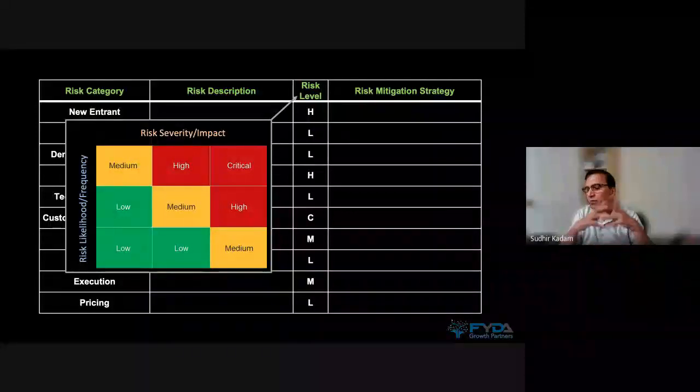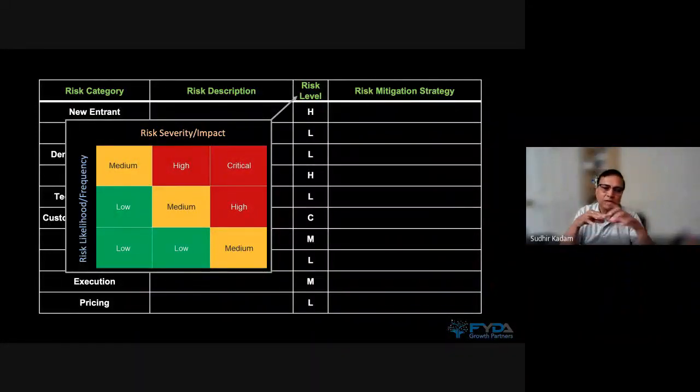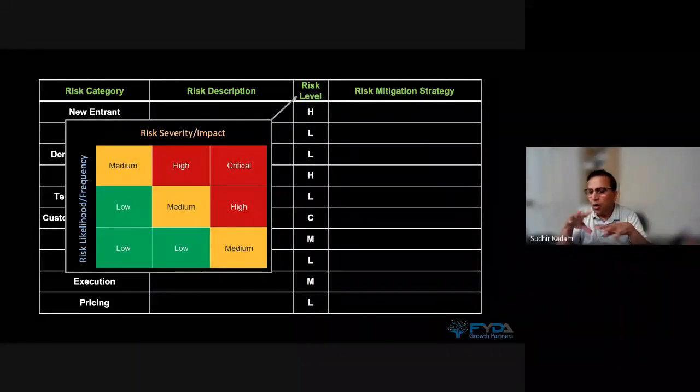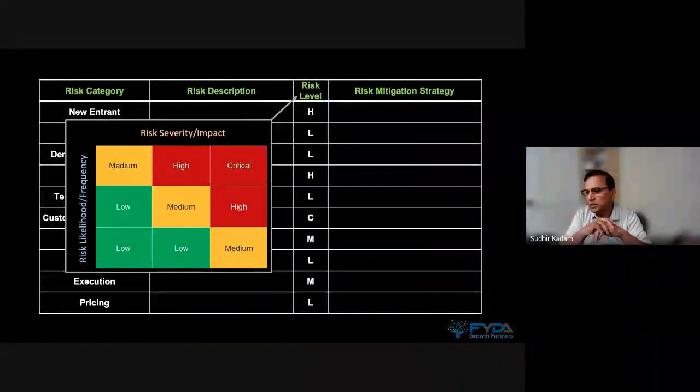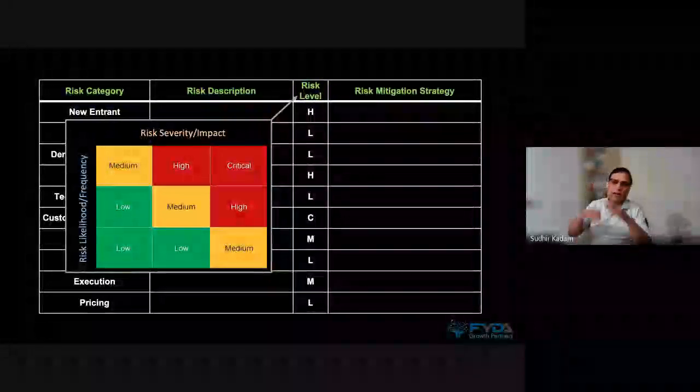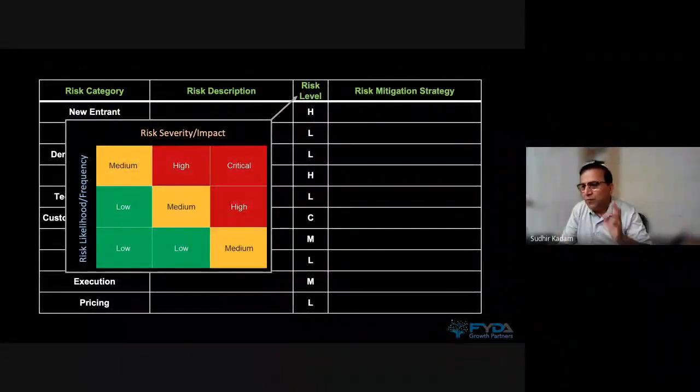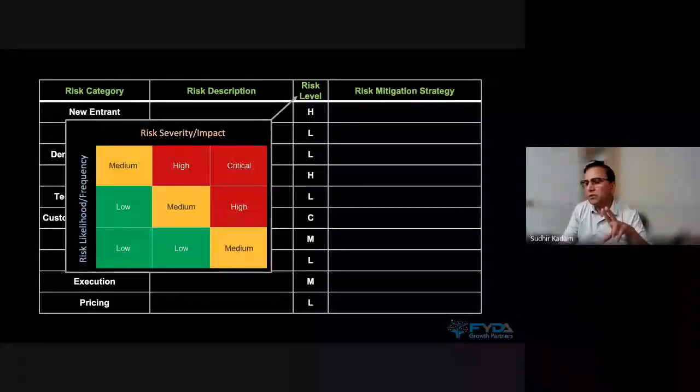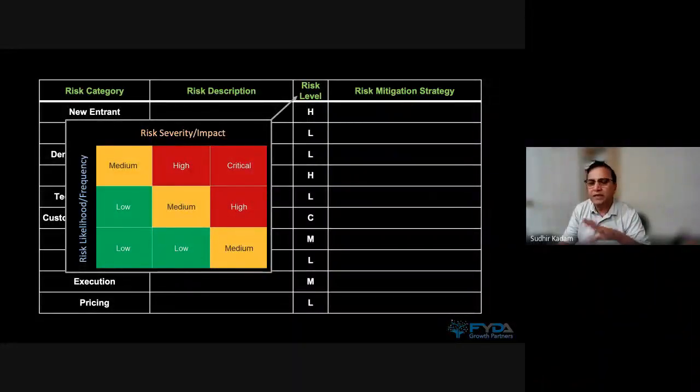and you put the impact of this risk. What impact will this risk have? Is it high, medium, low? Through this 3x3 matrix, you will be able to articulate that and put this. So now you have science behind specifying your risk levels. You look at those risk levels and decide on the mitigation strategy based on that. And this is going to be very useful because all these questions will come up when you start going for fundraising.